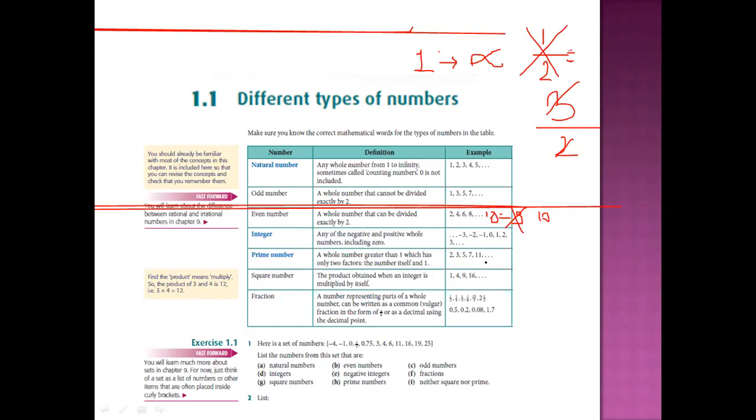So 11, after 11, which number is a prime number? 13 exactly, because 13 is divisible only by 1 and itself.